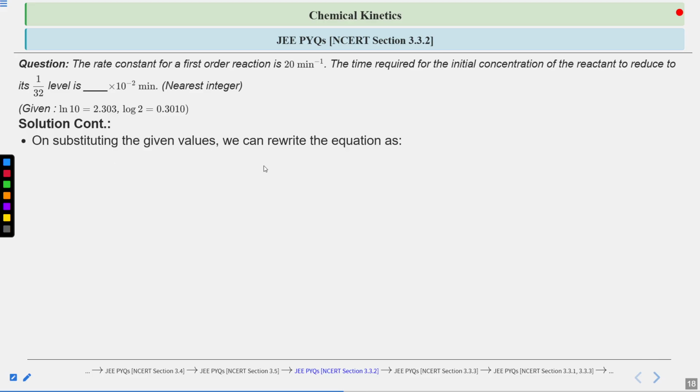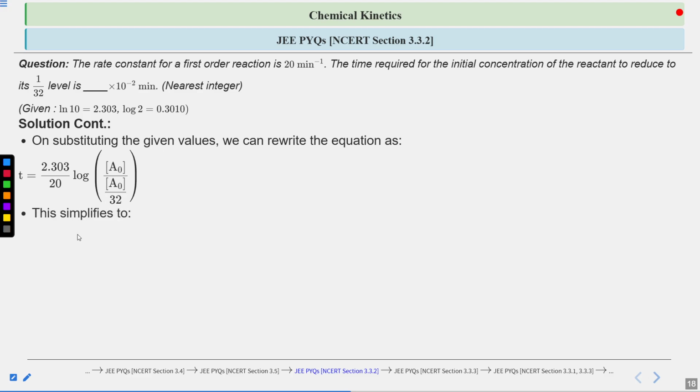Now on substituting the given values in the integrated rate law, we can rewrite the equation as t equals 2.303 divided by 20, because 20 is the rate constant value given, times log of A naught, the initial concentration, divided by the final concentration. The final concentration is A naught by 32, so the final concentration converts to 1 by 32 times the initial concentration. So we put A naught by 32 in place of the final concentration.